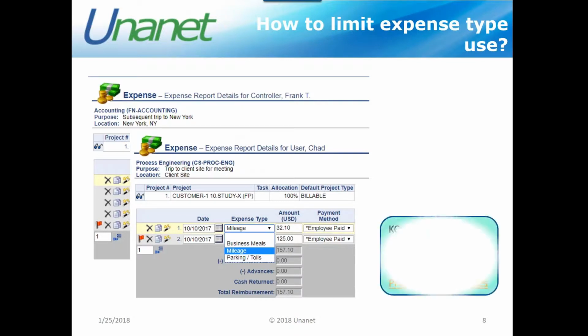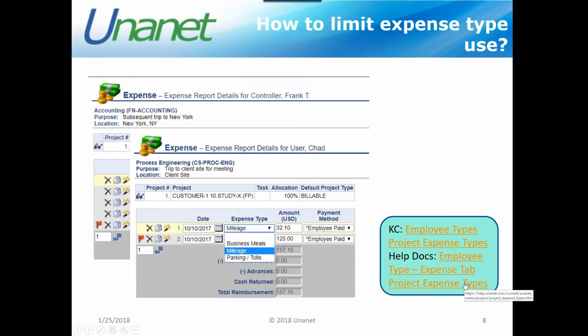So again, if I go back over here, I've given you a box with actually 4 different entries, 2 that are within the Knowledge Center and 2 that are within the Help Docs to help guide you if you are trying to set up these sorts of limitations within your Uninet so that you can make sure that people are only accessing that to which they have the right to access, and also it's going to help improve your approvals.